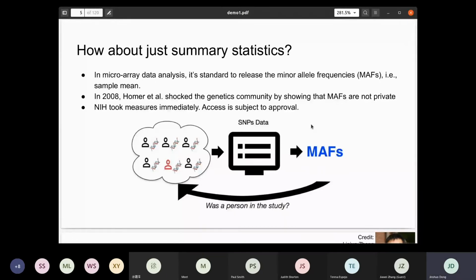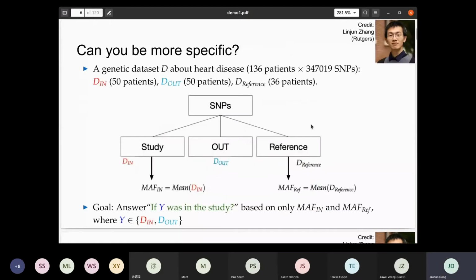Well, this might be a little too abstract. Let me be more specific. In this example, this whole process should be credited to Professor Lin Zhang from Rutgers. Basically, the following example that I'm going to go into in a little bit of detail is a simplified version of the Homer et al. privacy attack. Okay, so let's think about the following scenario. Oh, so sorry, it's not a scenario. This is real data.